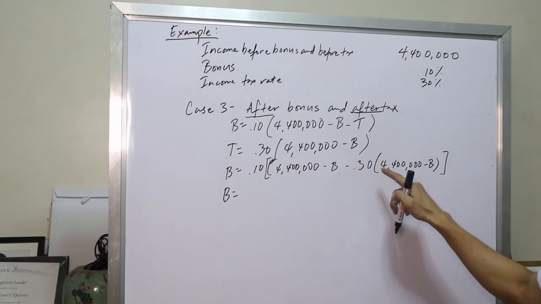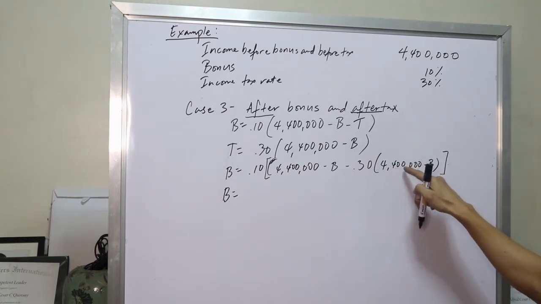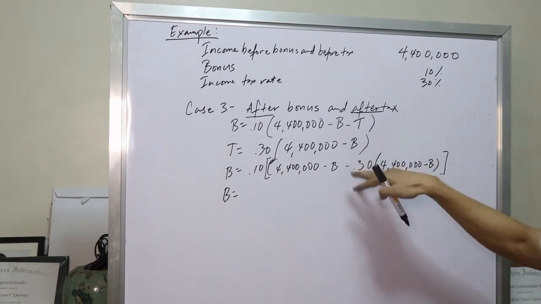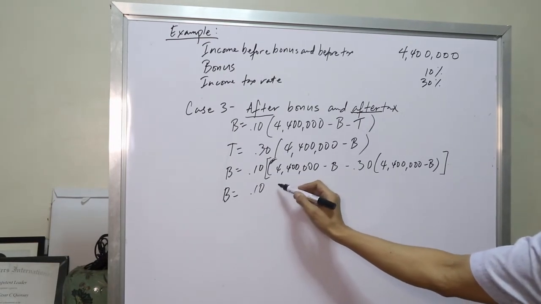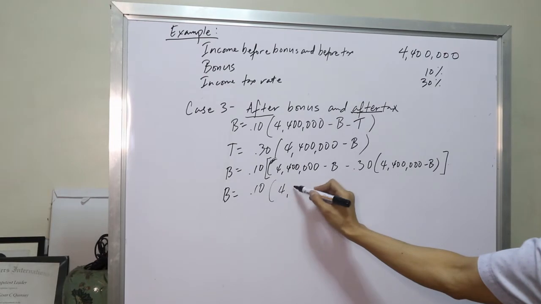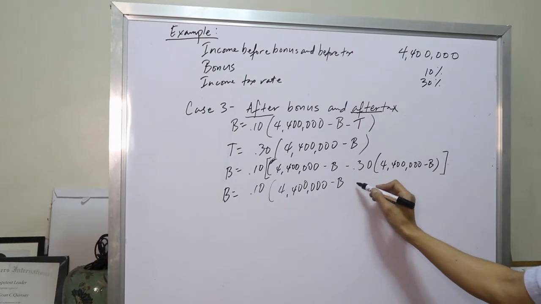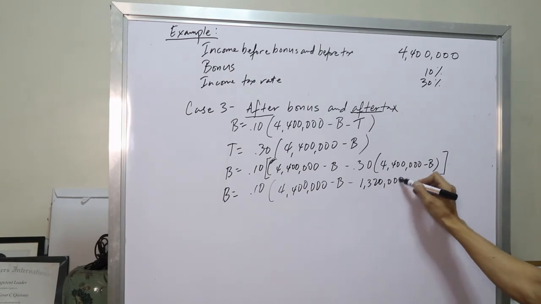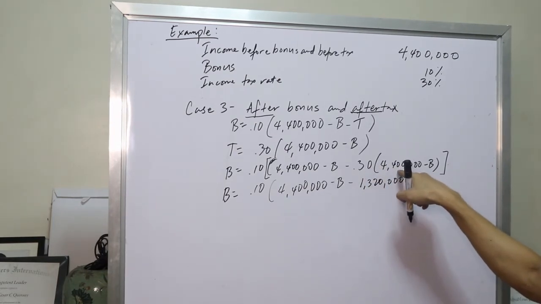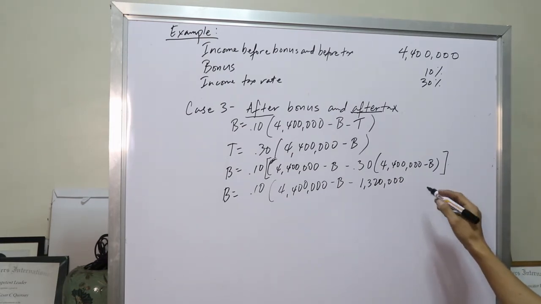Yan. Okay, so tapos times the quantity of 4.4 million less B. Ito naman yung sa tax portion. Okay. So we can now compute for this. So this is 0.10 times 4,400,000. Okay, so less B. So less 1,320,000. How did you compute that? So 0.3 times 4.4 million. That's what I did. No? Okay, kinukompute ko yan habang sinusulat ko.